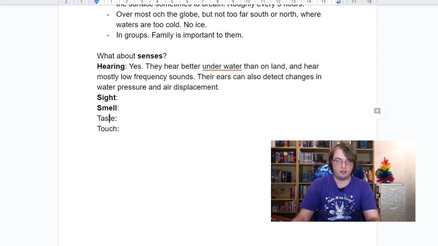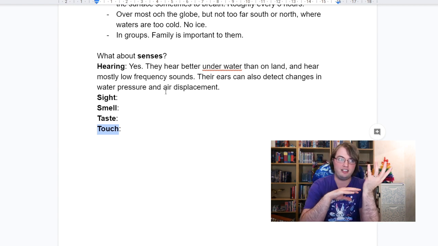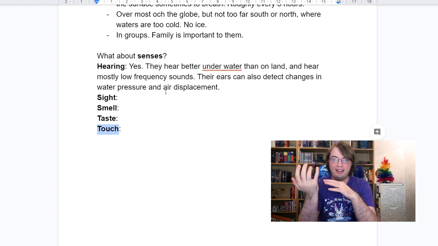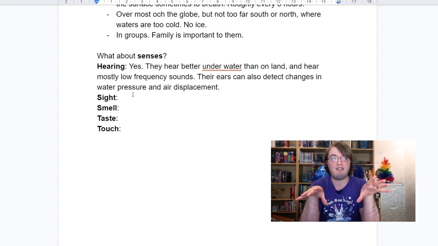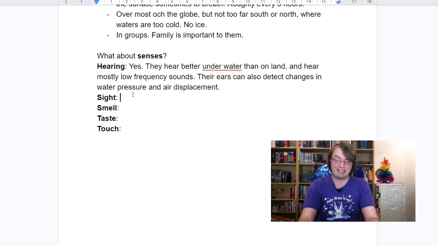Gonna make these bold so we can see better. And yes, just like they can detect changes in water pressure, they can also detect those same kind of changes in air if they're on land. What about sight? Yes, they can see. They have eyes that are, again, adapted to see very well underwater, so they can see a lot better underwater than they can on land. But yes, they can see.